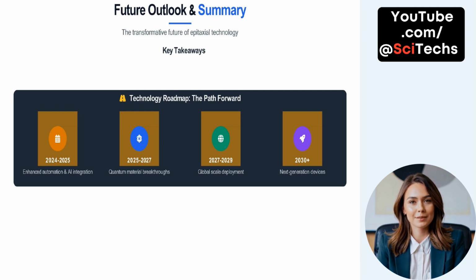Technology Roadmap: the path forward. The future of epitaxial technology is mapped out across 4 critical development phases, highlighting its transformational journey. From 2024 to 2025, the focus will be on enhanced automation and integration of artificial intelligence. These advancements aim to improve process efficiency, consistency, and predictive control across production lines.